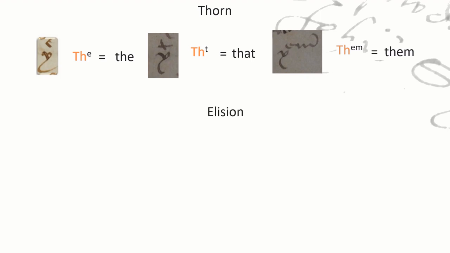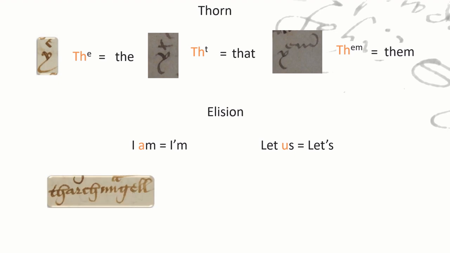It was also common for writers to use elisions. This is the omission of a sound or syllable and merging two words together. In modern day use, we would have words such as I am changing to I'm and let us to let's. An elision was used particularly if the noun began with a vowel. This example is the archangel, or tharchangel.